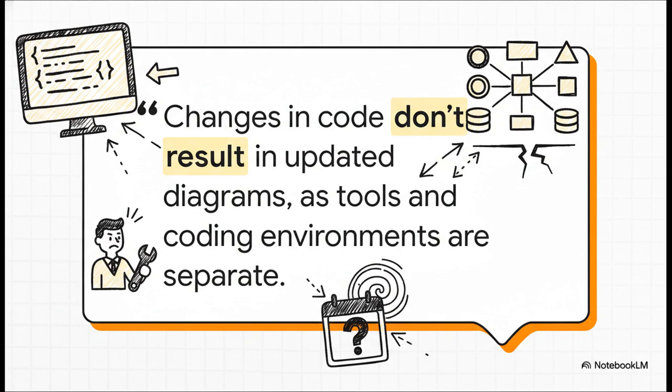A developer refactors a service, changes an API, the code is different, the system is different, but the diagram stays exactly the same. And over time, that gap between the diagram and reality gets wider and wider, until your documentation isn't a map anymore. It's just a historical relic of what the system used to look like.